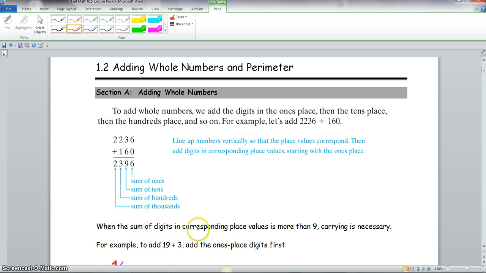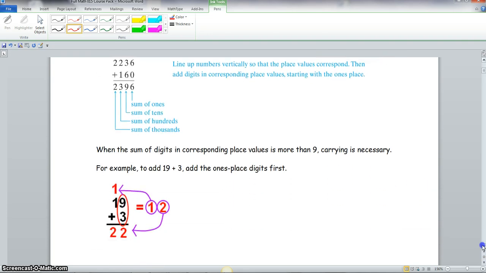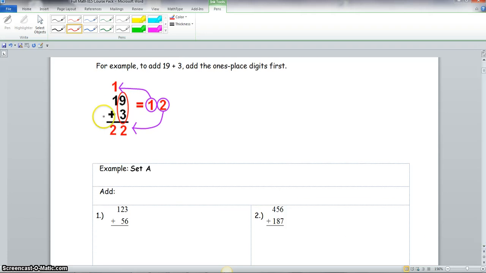When the sum of digits in corresponding place values is more than 9, carrying is necessary. For example, to add 19 plus 3, add the ones place digits first. Now when you look here, we did 9 plus 3, which we know is 12. So we brought down our 2, carried our 1. And then we had 1 plus 1 is 2. So our answer here is 22.